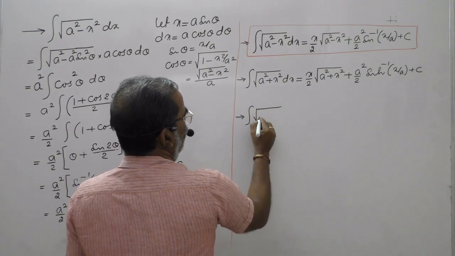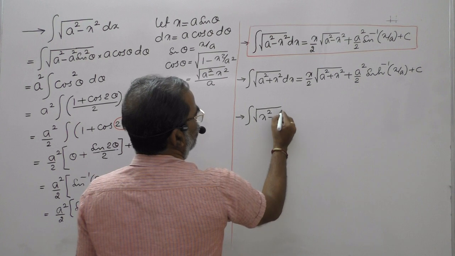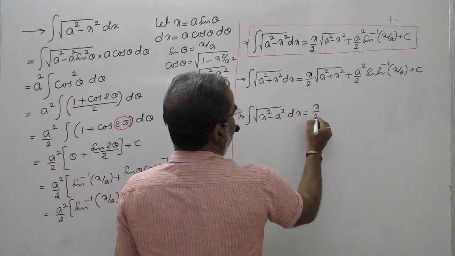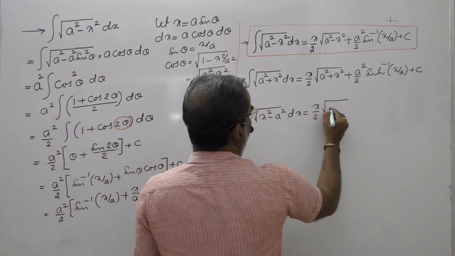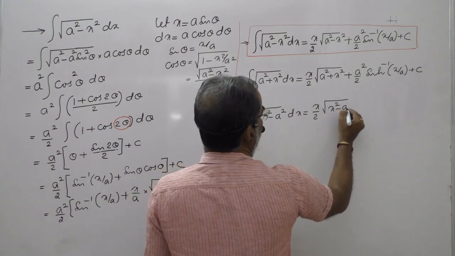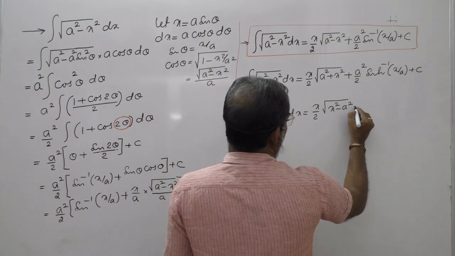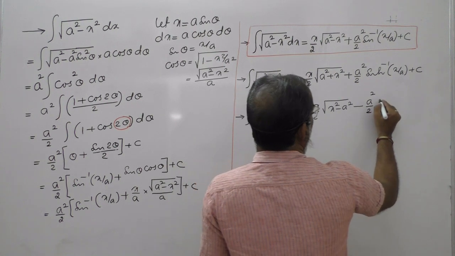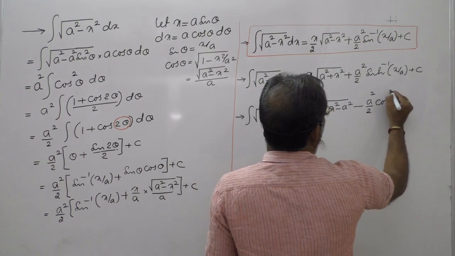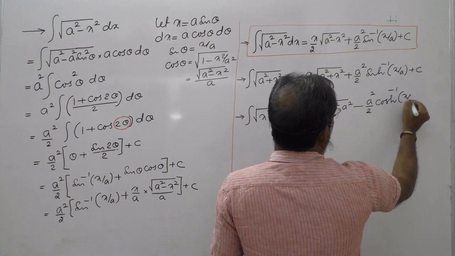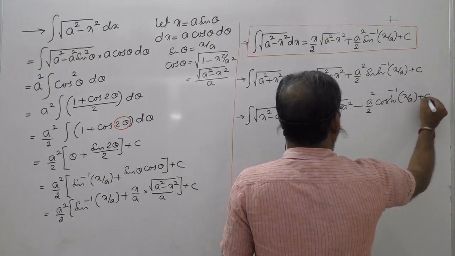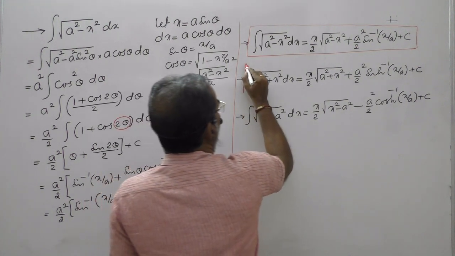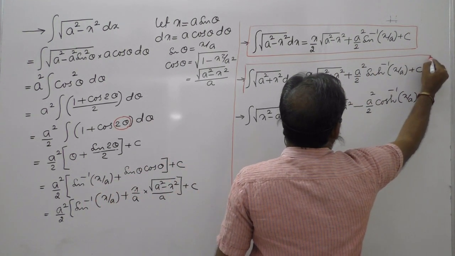Root over x square minus a square into dx. What is this? X by 2 into the same given function, root of x square minus a square. Here you should remember, minus a square by 2 into cos h inverse of x by a plus c. These are the three more formulae to be added to the list. That's all.